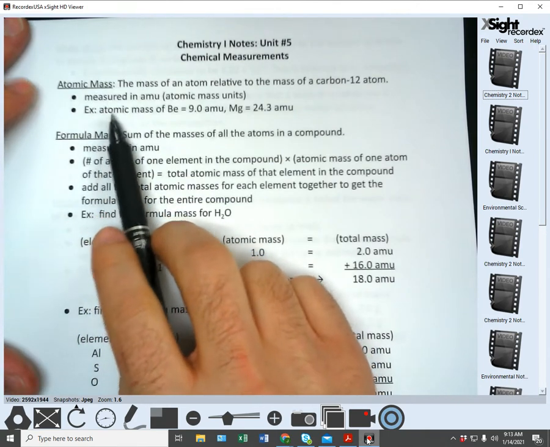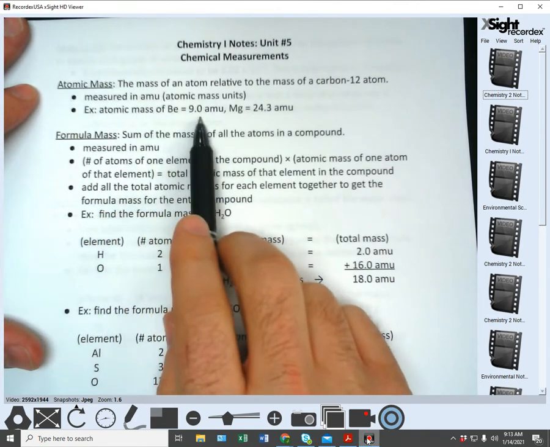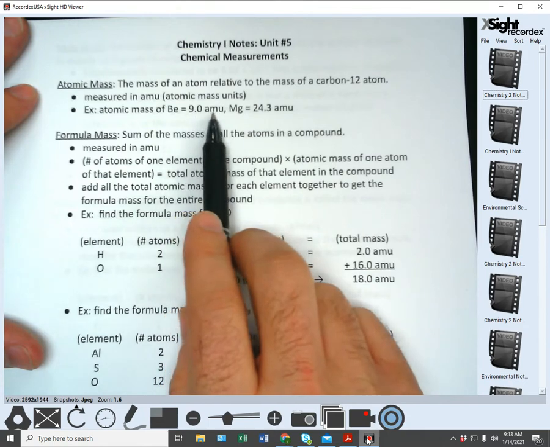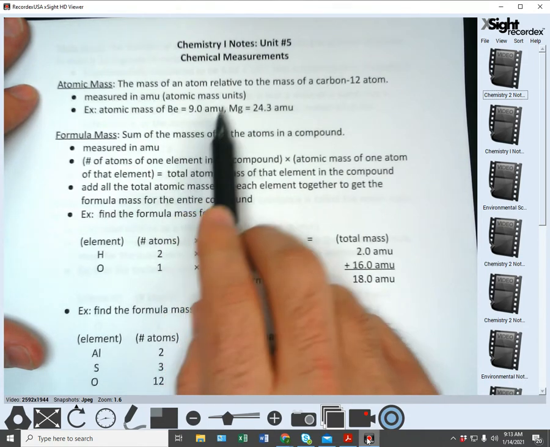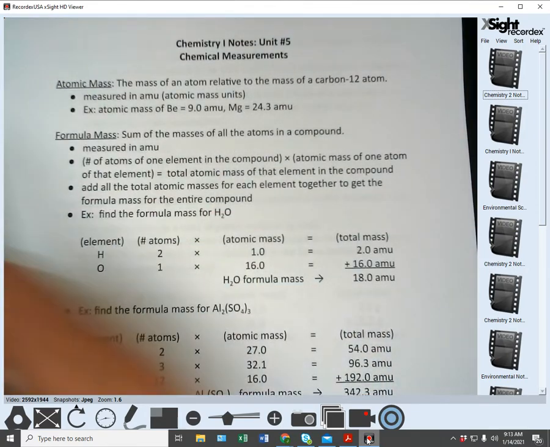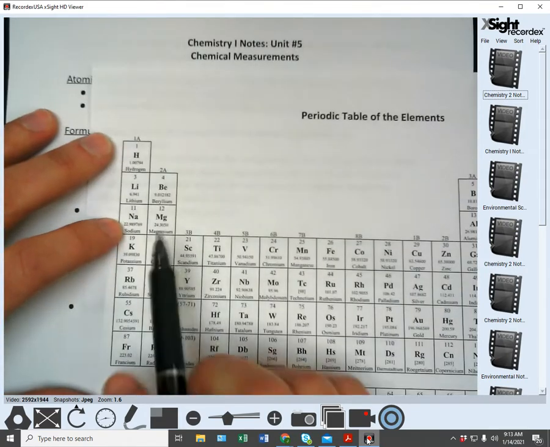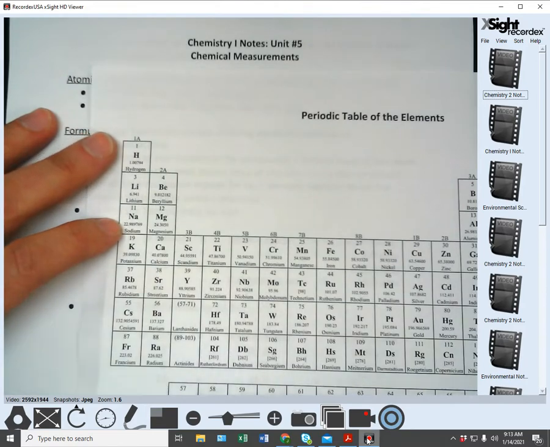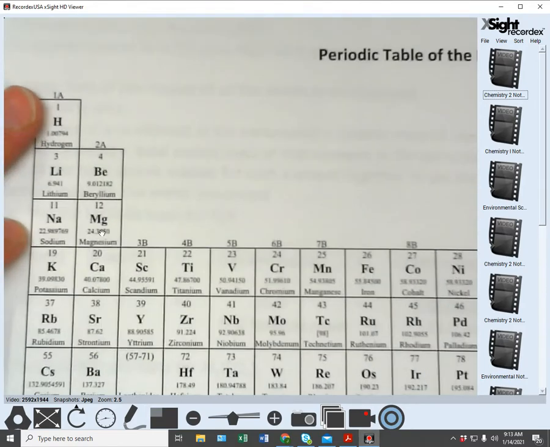So for example, the atomic mass of Be is 9.0 AMUs, atomic mass units. The mass of magnesium is 24.3 AMUs. That's just off the atomic mass on your periodic tables. I'll put periodic tables in the resource section for the class so you can get copies of them.